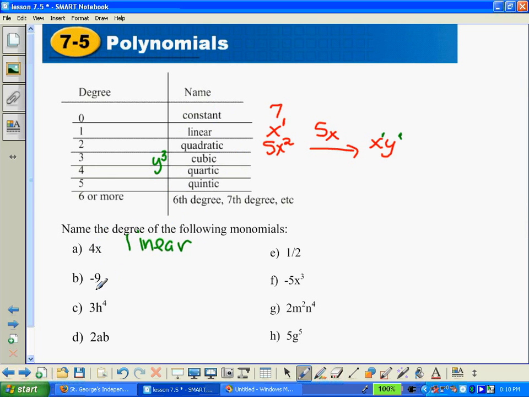In example D, there's 2 variables, so we need to add up the exponents of both of them. A has a degree of 1, an understood 1 has a degree of 1. So you add up both of the exponents, you get 2, so this is quadratic.